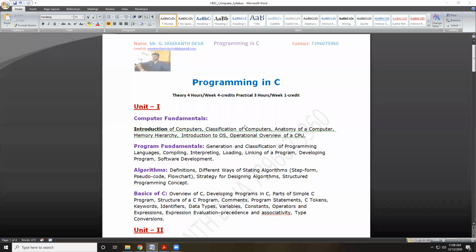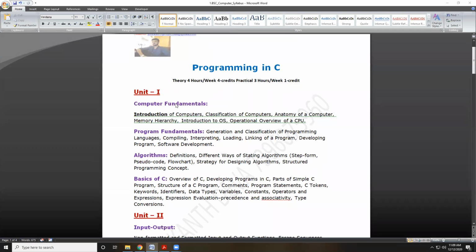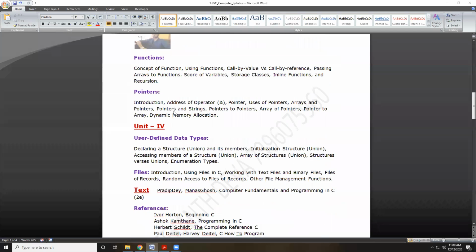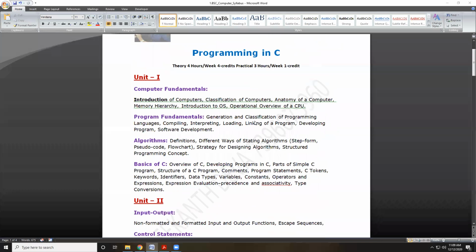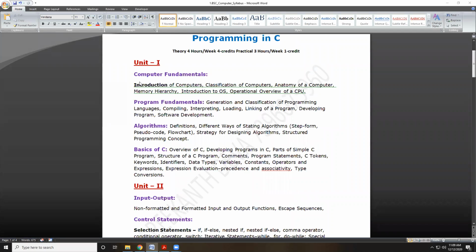Okay, today we are discussing the BSc first year, first semester Programming in C syllabus. According to the university, we have the first 4 units in Programming in C. Okay, we'll discuss them one by one. Unit 1 consists of 4 sections, 4 parts.